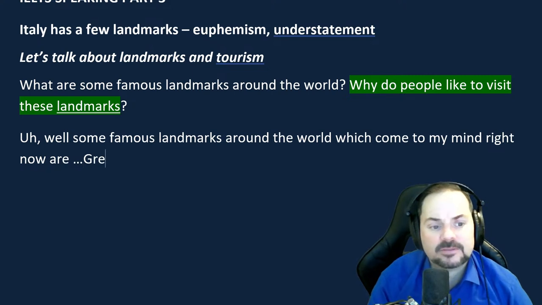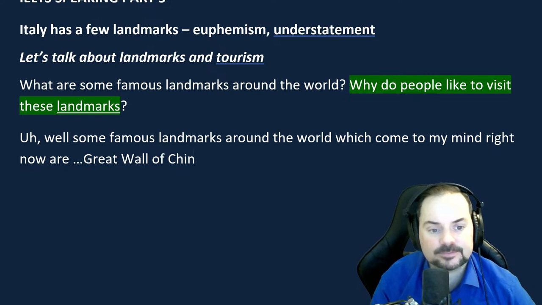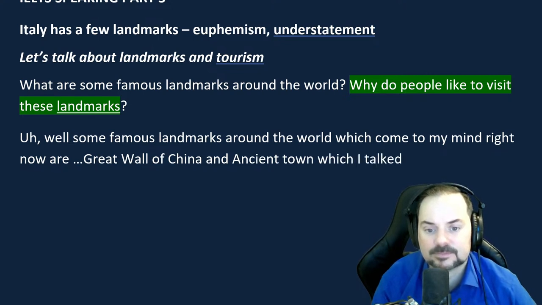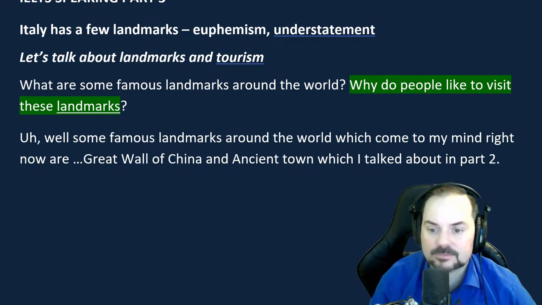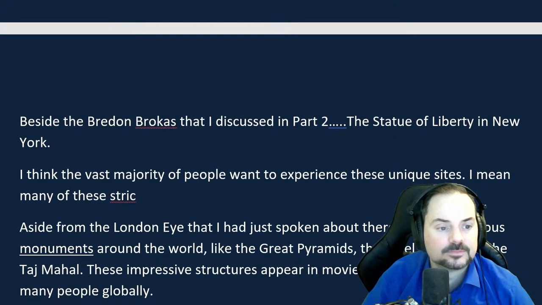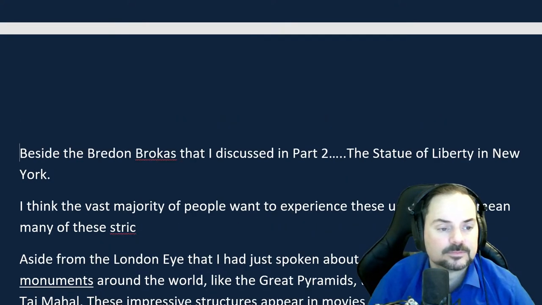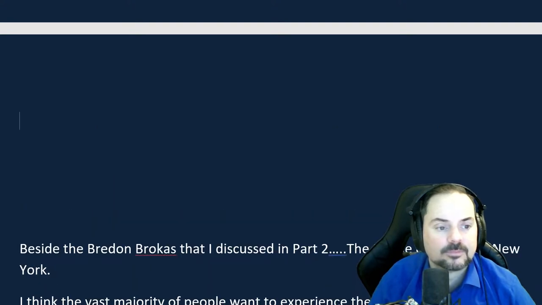Why do people like to visit these landmarks? I think the reason why people tend to pay visits to landmarks is they want to broaden their knowledge that they learned through books. I mean, people can know more about historical monuments and have a significant connection to their roots in the past.